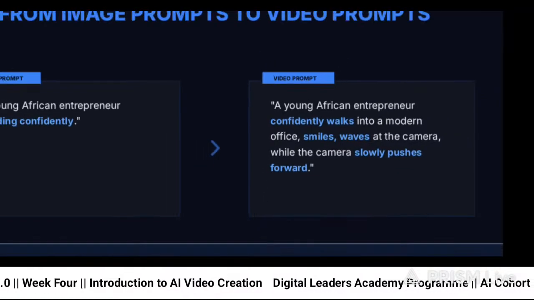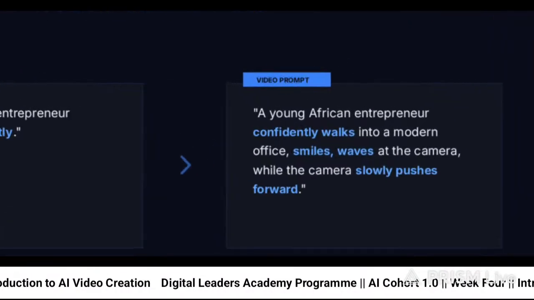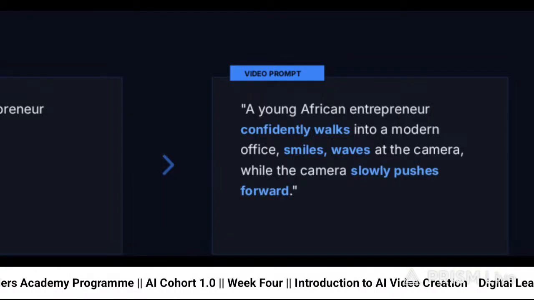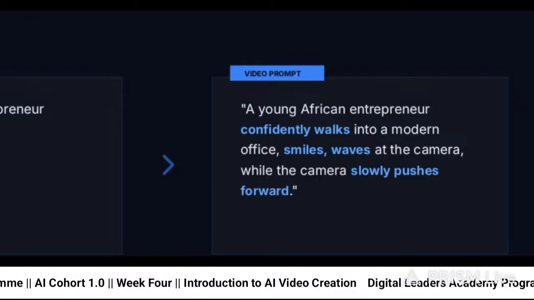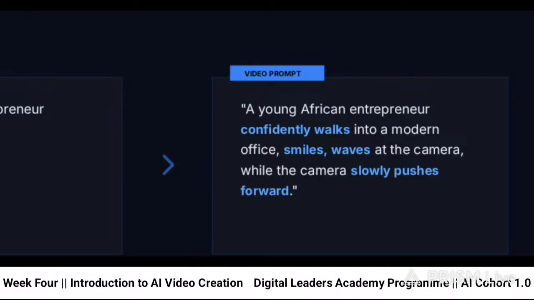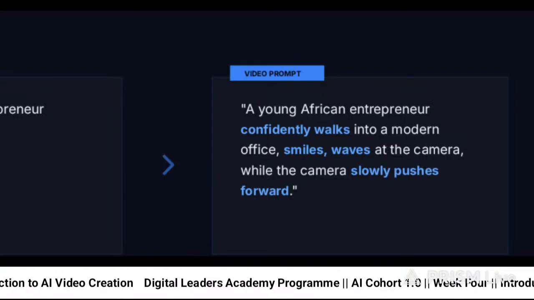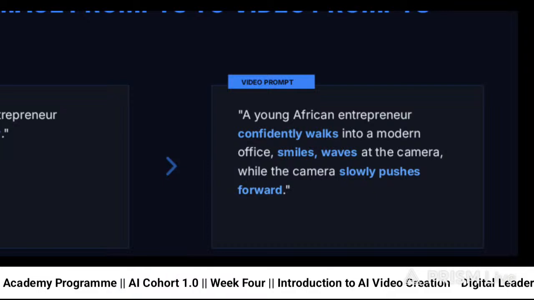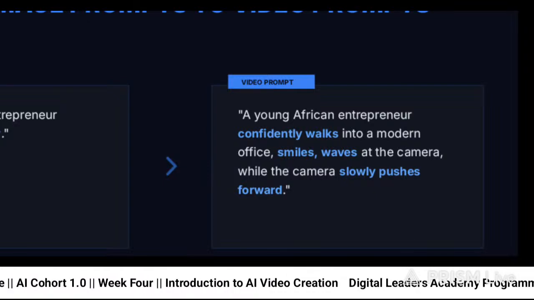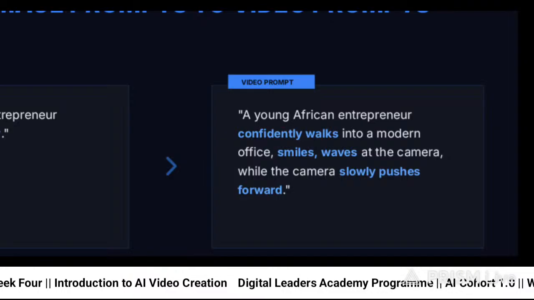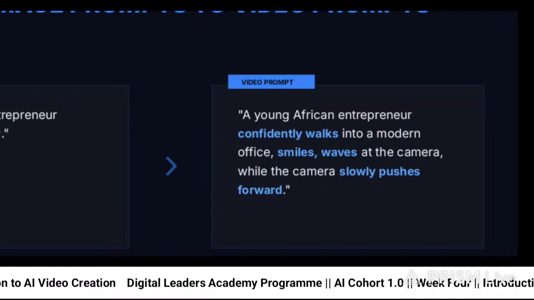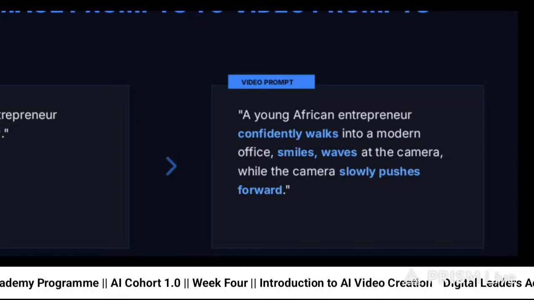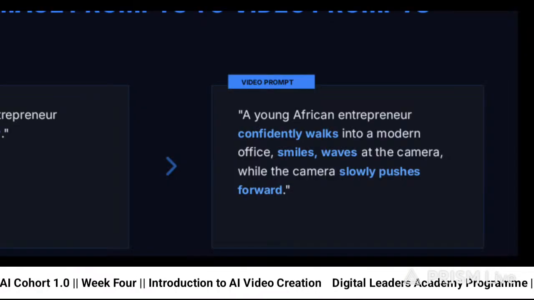The image prompt just simply says a young African entrepreneur standing confidently. But now the video prompt says a young African entrepreneur. That's still the same subject. Confidently walks. That's the action. Fine, we know it's a young African entrepreneur, but what is happening to this young African entrepreneur? Instead of him just standing confidently, now he's taking an action. A motion is happening there. He is walking confidently into a modern office. The modern office is the environment. Now he smiles. Action. Emotion. Then he waves at the camera.